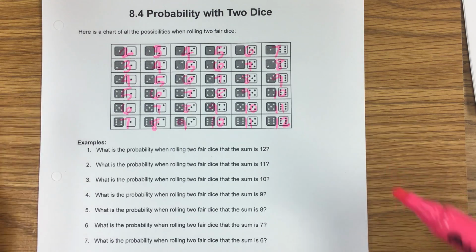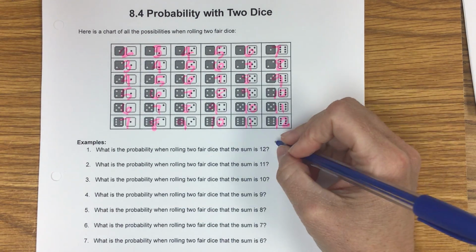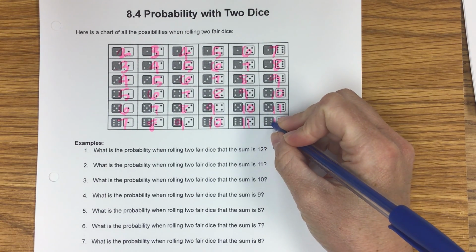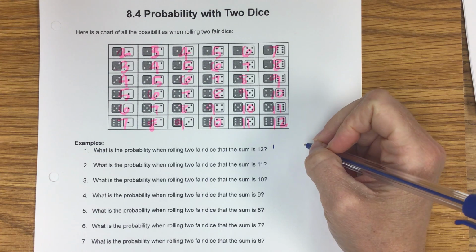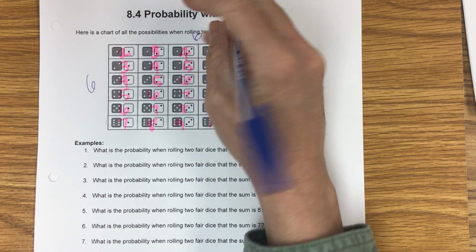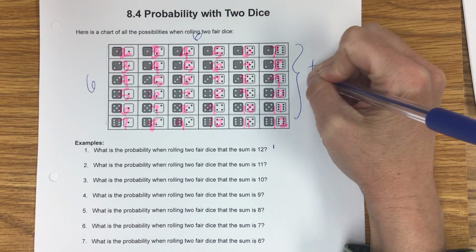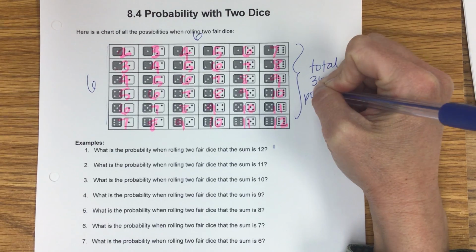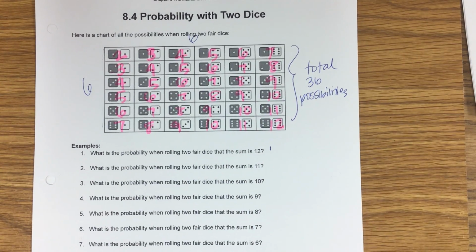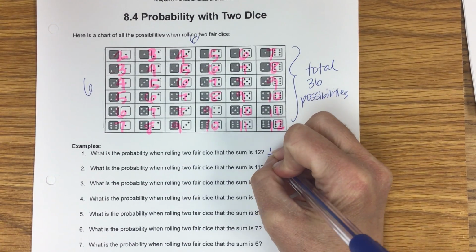So I did find only one. That last one would be a 12. So I would say the probability of rolling a 12, there's one set, or one way to do that, over 6 times 6, a total of 36 possibilities when you roll 2 dice. So the bottom number is 36.